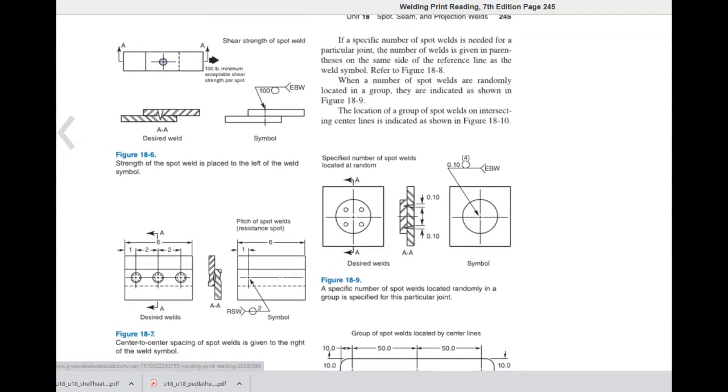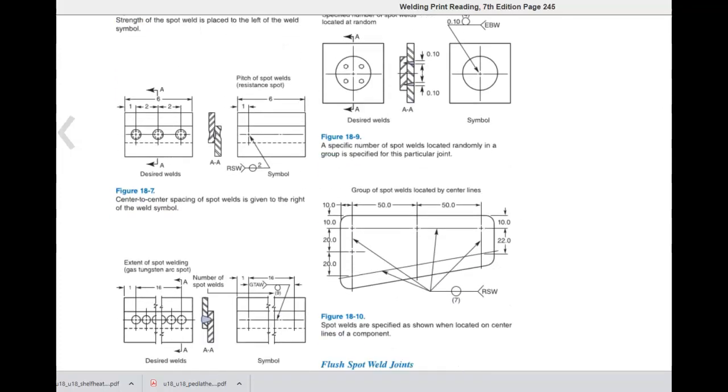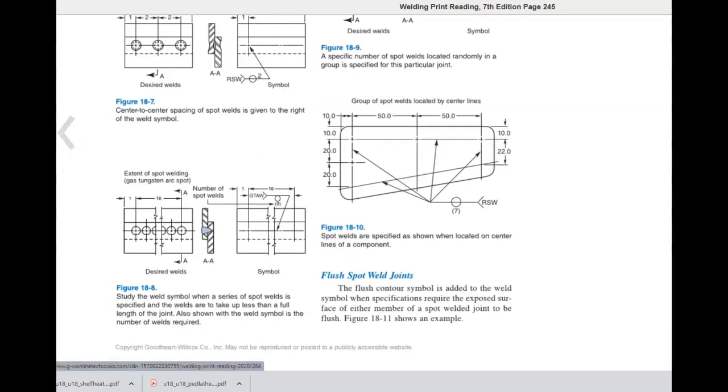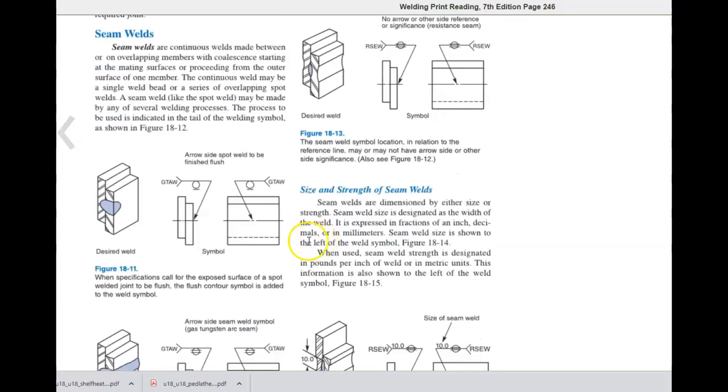The location of a group of spot welds on intersecting center lines is indicated as shown in figure 18-10. Flush spot weld joints. The flush contour symbol is added to the weld symbol when specifications require the exposed surface of either member of a spot weld joint to be flush. Figure 18-11 shows an example. When specifications call for the exposed surface of a spot welded joint to be flush, the flush contour symbol is added to the welding symbol.